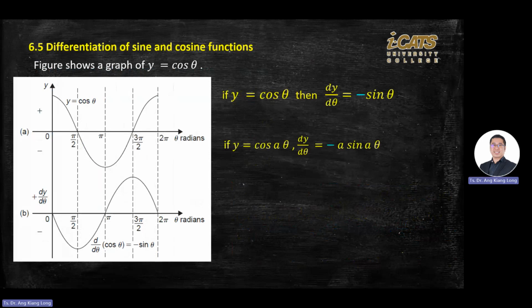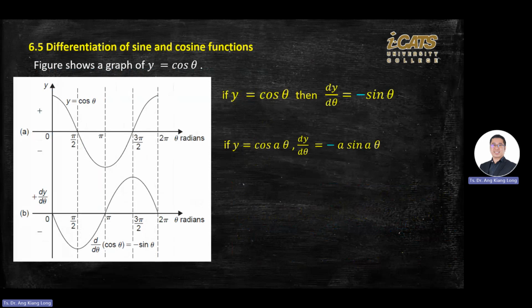y equal to cos theta. If you differentiate the cos graph, you again get a negative. There's a negative sign there. So this is the careless mistake. Almost every time we have students forget this one. Negative sine theta. The rest is the same.